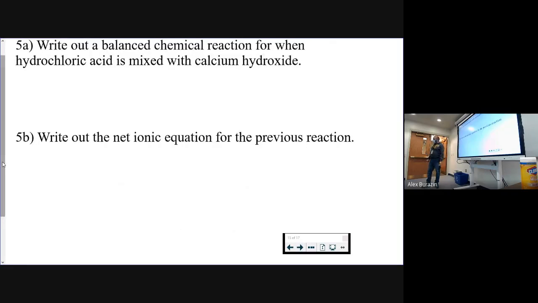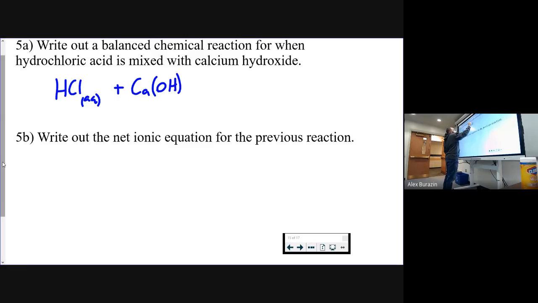We're going to do some acids and bases because these get a little funky. Hydrochloric acid is mixed with calcium hydroxide. You know the formula for hydrochloric acid? HCl. HCl aqueous is mixed with calcium hydroxide. You know the formula for calcium hydroxide? What's the charge of calcium? What's a hydroxide? What's the charge? 1 minus. So if I want to make calcium hydroxide, I need to make sure that that's a neutral compound. Looks like that.